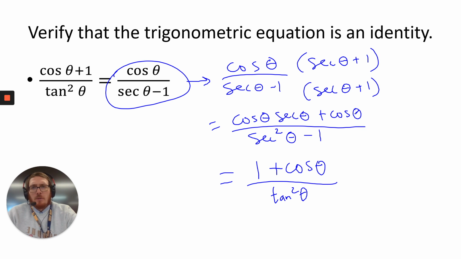You're better off working with the right side to start with because it has subtraction on the bottom. When you multiply by the conjugate, the top is just distributing, so cosine times secant plus cosine times 1. The bottom would be the Pythagorean identity, which is secant squared minus 1. Secant squared minus 1 is tangent squared, and all of a sudden, okay, now I've got what I need. You say, well, it's 1 plus cosine, shouldn't it be cosine plus 1? You could rewrite that using commutative property and still get the same answer.